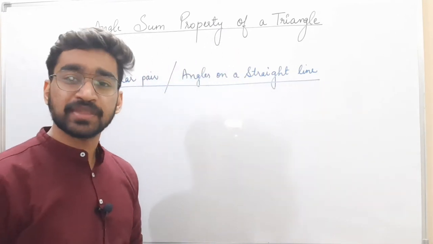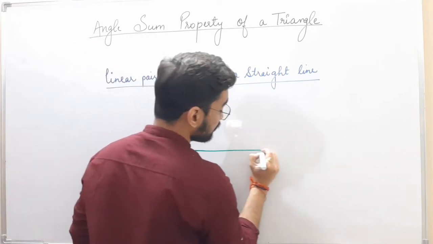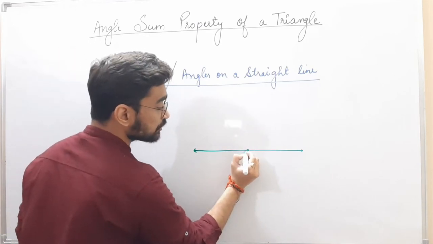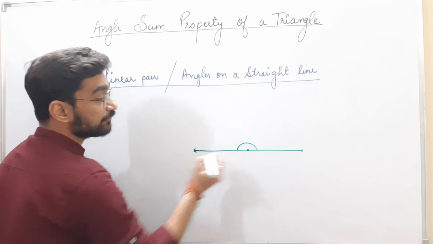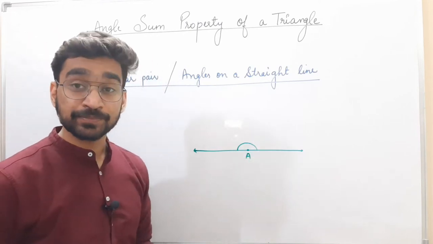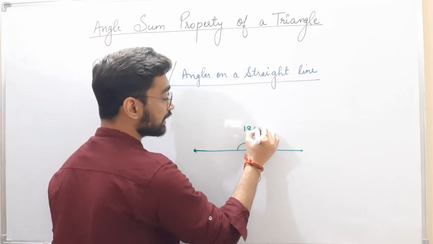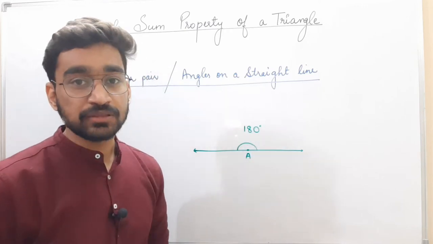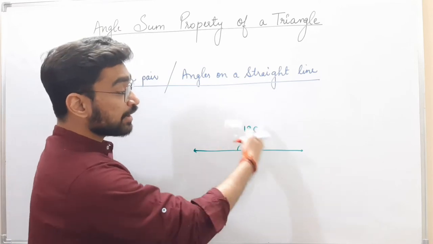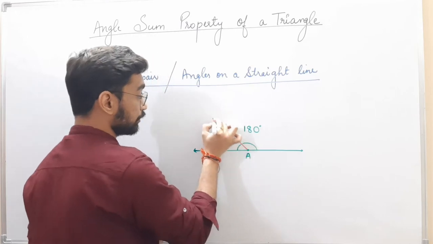What does it mean? If I am having one straight line here, can you tell me what is the measure of this angle if one angle is being formed here at this point A? What will be the measure of this angle? Yes, exactly. It will be 180 degree.